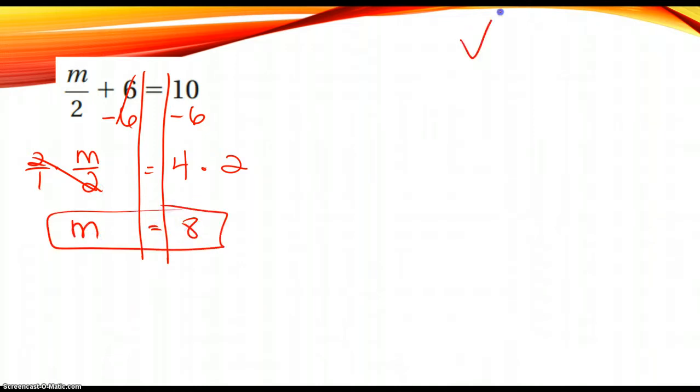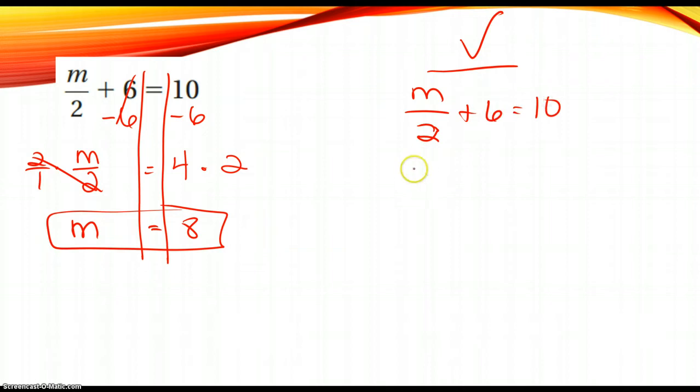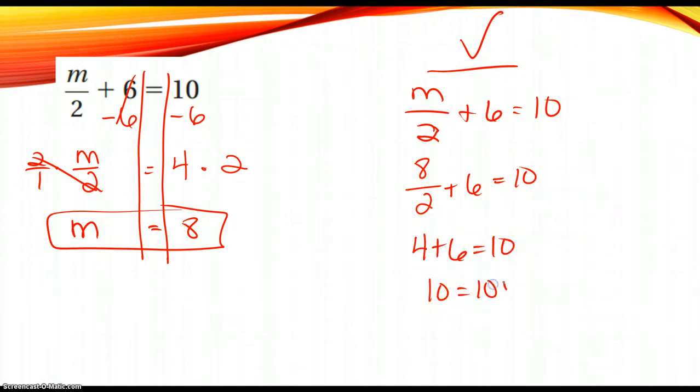To make sure this is right, go to our check step, write our original problem, m over 2 plus 6 equals 10. Our value for m we say is 8 over 2 plus 6 equals 10. 8 divided by 2 is 4 plus 6 equals 10, and 10 does equal 10. So we're right on this one as well.